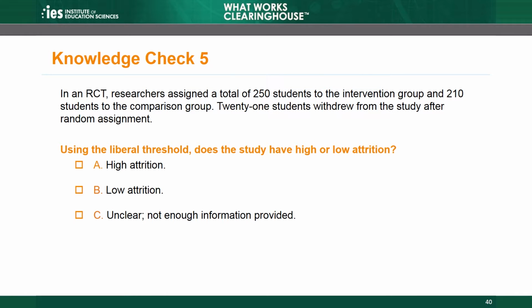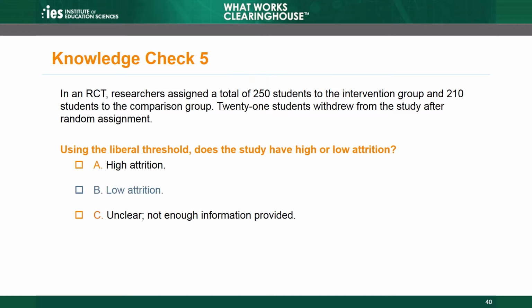Knowledge check 5. In an RCT, researchers assigned 250 students to the intervention group and 210 students to the comparison group. 21 students withdrew from the study after random assignment. Using the liberal threshold, does the study have high or low attrition? A. High attrition. B. Low attrition.